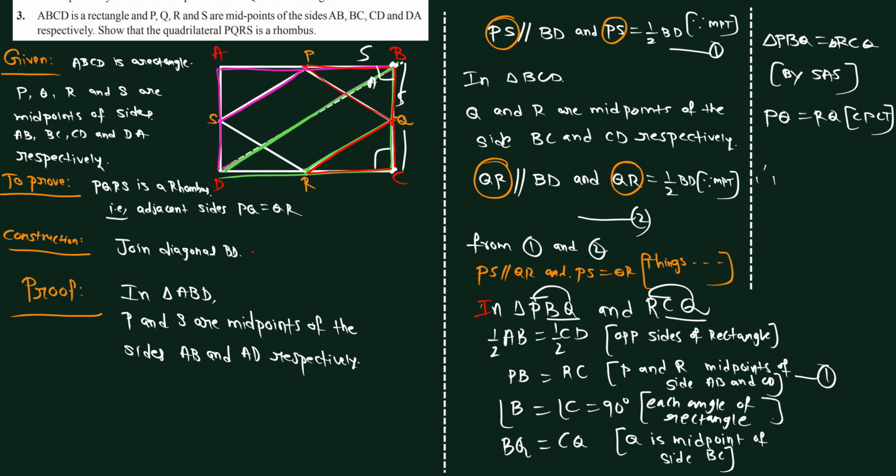Therefore, it is a rhombus. Therefore, PQRS is a rhombus. Why is it a rhombus? All sides, adjacent sides and opposite sides, all sides are equal. So write there: therefore, since all sides of PQRS are equal, therefore PQRS is a rhombus. Hence it is proved.